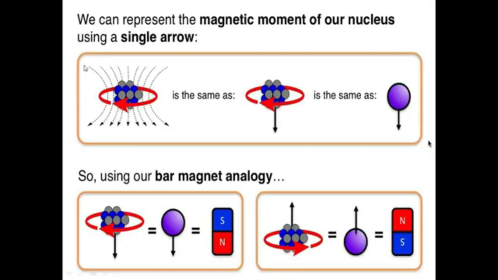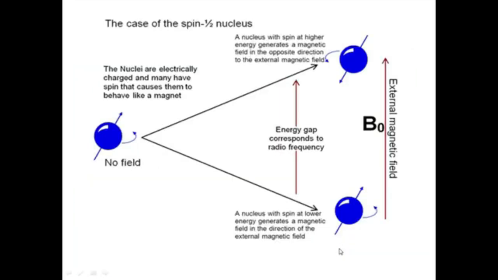So this is for energy. We can give the external magnetic energy. This is for shielding, and this is for de-shielding, aligned and opposed. When the external magnetic field B naught is given to a nucleus, the spin with lower energy generates a magnetic field in the direction of the external magnetic field. The energy gap corresponds to radio frequency, and a nucleus with higher spin energy generates a magnetic field opposed to the direction of the external magnetic field.